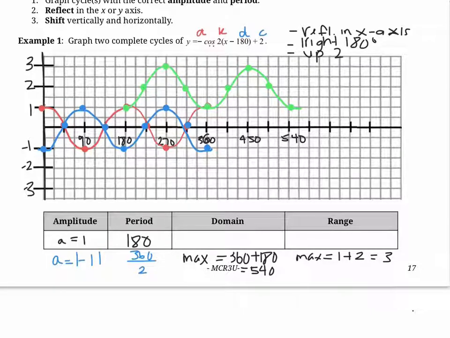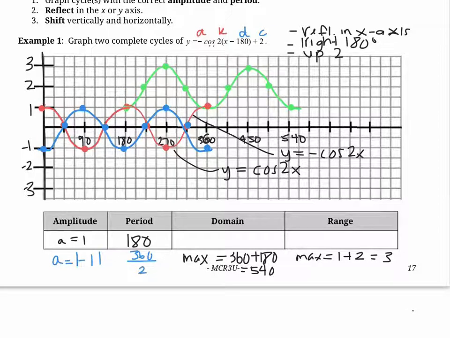Once you've moved every single point to the right 180 and up 2, you should have a graph that looks something like this. Its beginning value should be at 180 and 1, and its ending value should be at 540 and 1. So let's label these very quickly. I'm going to label them in black. Okay, so this red graph here, that was our graph that had only the correct amplitude and period, which means this is the graph of y equals cos of 2x. That's an amplitude of 1 and a k value of 2. Then we had our red graph. That's after we reflected in the x-axis, which means this is the graph of y equals negative cos of 2x.